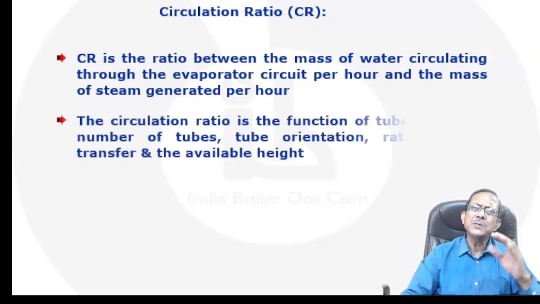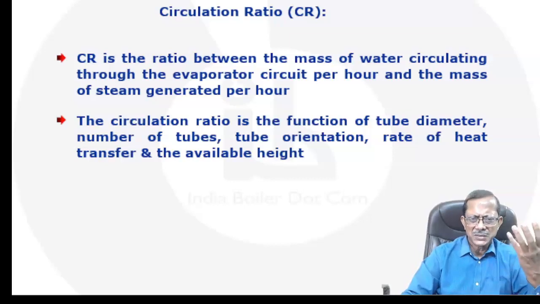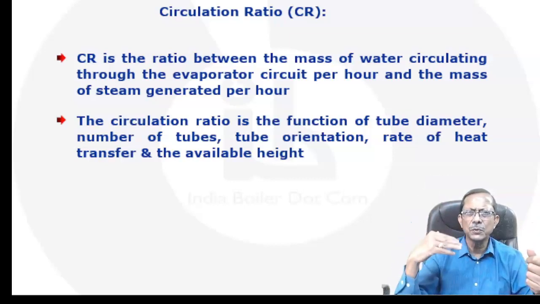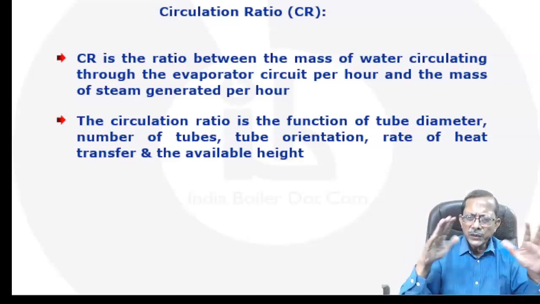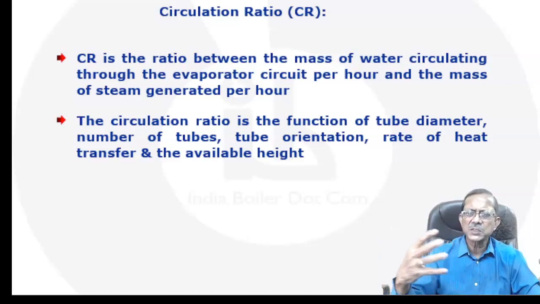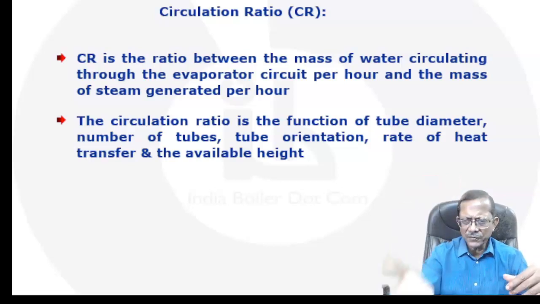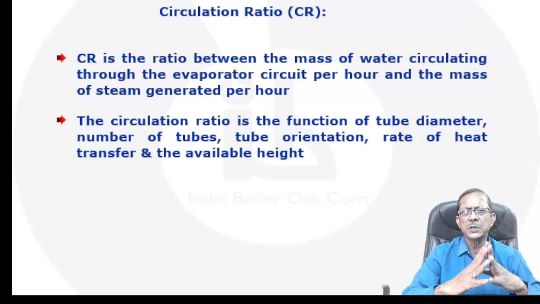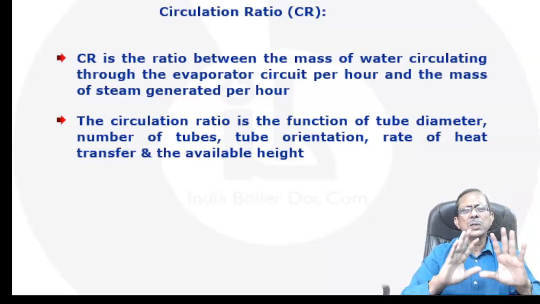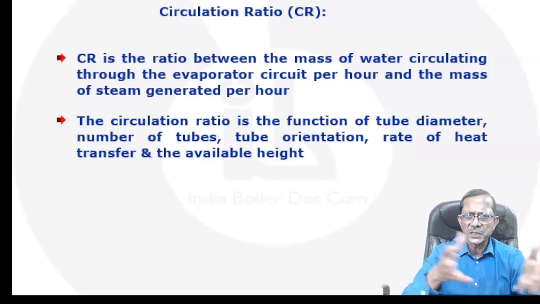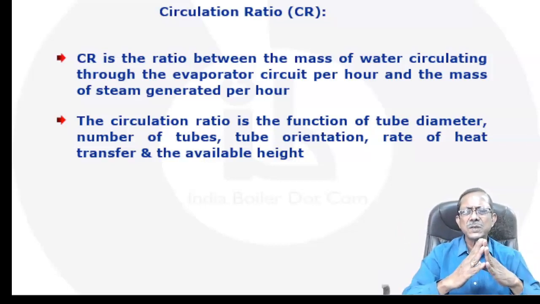The circulation ratio depends on various factors. The diameter of the tube, the height of the furnace water walls, right? Then the orientation of the tube, then the heat flux, how and at what rate it is receiving the heat flux. Not only that, what is the frictional loss in single phase in the downcomer, in two phase in the risers, what is the gravitational loss in the risers. So there are so many different factors. The pressure and temperature definitely, because the density will depend on that. So all these factors are required to calculate the circulation ratio.